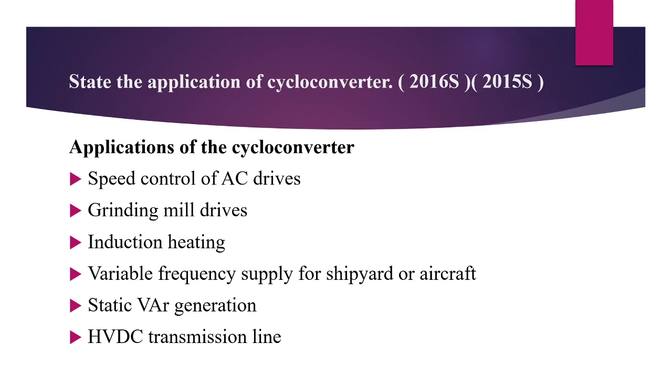State the application of cycloconverter. Cycloconverter is associated with variable voltage, variable frequency output supply. So it is useful for speed control of AC drive, grinding mills drive, induction heating, variable frequency supply for shipyard or aircraft, static VAR generation, meaning reactive power, and HVDC transmission.